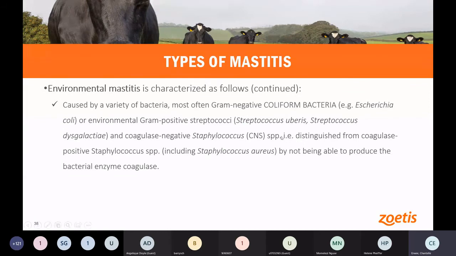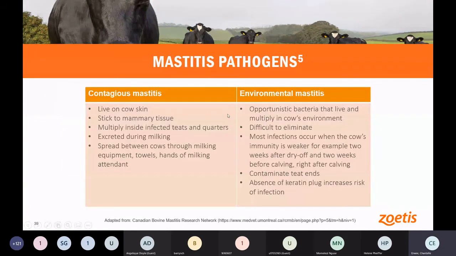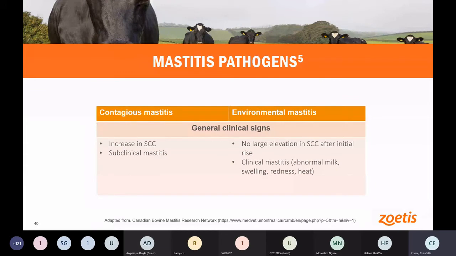Okay, so just a summary. I'm not going to go through all of this. You will be receiving this presentation. But just as a short summary, the contagious mastitis, and this is general, all right? So it's not necessarily going to be the same with every pathogen and every case, but in general, your contagious mastitis causes an increase in your somatic cell count, as well as usually a subclinical mastitis and sometimes with spikes of clinical mastitis or intermittent periods of clinical mastitis.